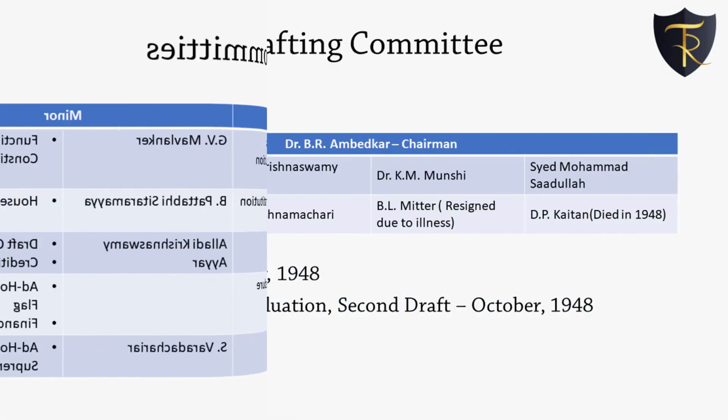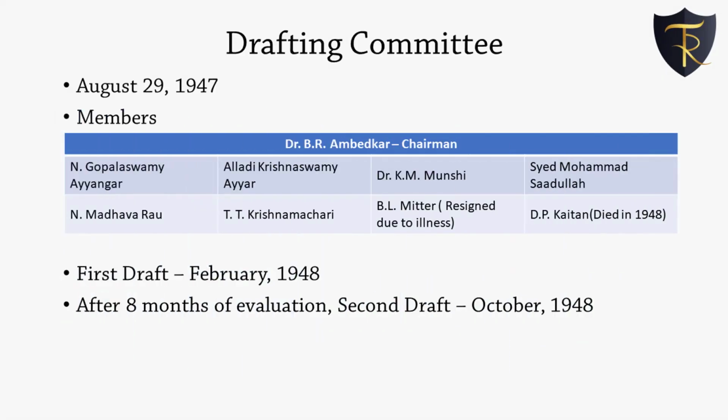The Drafting Committee. Among the committees which were mentioned, the Drafting Committee plays a major role in the Constituent Assembly. The Drafting Committee was constituted on August 29, 1947. The members of the Drafting Committee include Dr. B.R. Ambedkar, who is the chairman, followed by N. Gopalaswamy Iyengar, Alladi Krishnaswamy Iyer, Dr. K.M. Munshi, Syed Muhammad Sadullah, N. Madhava Rao, T.T. Krishnamachari, B.L. Mitter, who resigned due to illness, and D.P. Kaitan, who died in 1948.